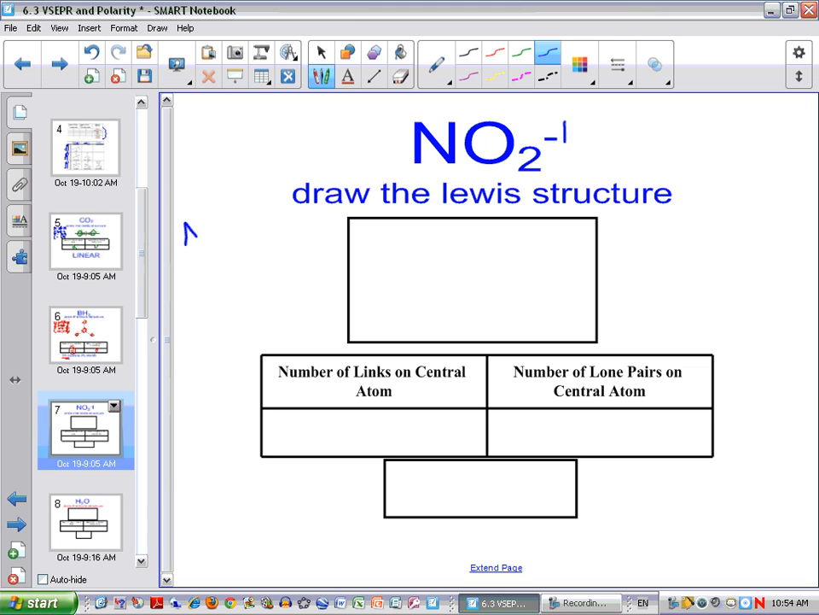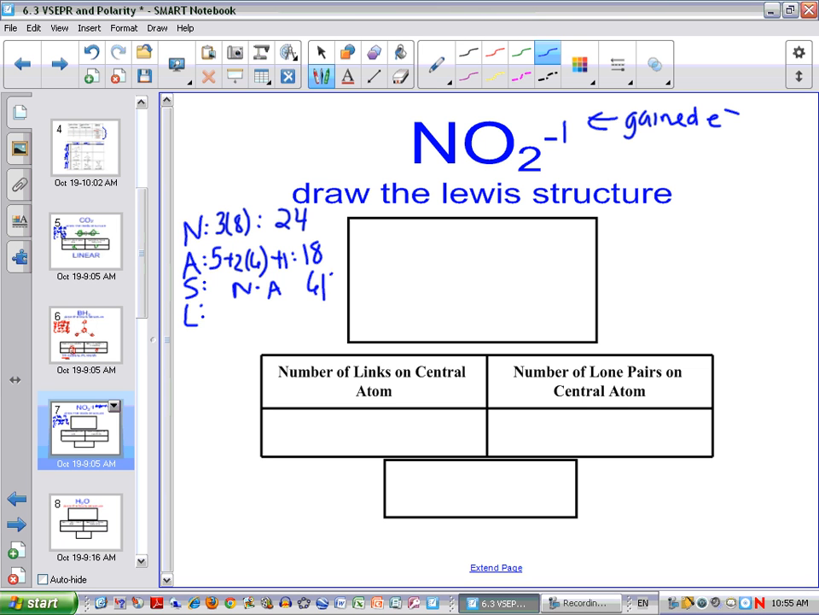So we can NaSL this guy, NaSL. Needed, I have 3 atoms all needing 8, so that comes out to 24. Available, nitrogen has 5 available, plus 2 oxygens that each have 6 available, plus this -1 right here means I've gained an electron. So I'm going to add 1 into my available. So 6 times 3 is 18. N minus A, 24 minus 18 is 6, so that gives me 3 pairs. A minus S, 18 minus 6 is 12, so that gives me 6 lone pairs.